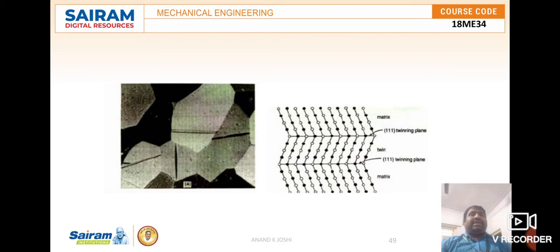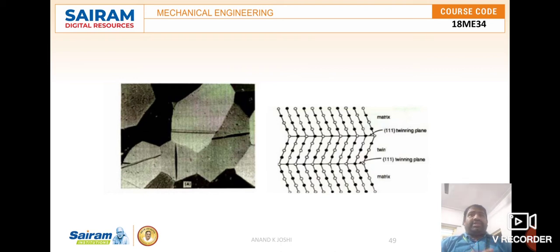So just briefly, we'll discuss what the differences are between slip and twinning. The stress required for slip is initially very less, whereas for twinning action the stress required is high. For the critical resolved shear stress, slip takes place when the shear stress on the slip plane and direction reaches a threshold value called the critical resolved shear stress, whereas critical resolved shear stress does not play a role in twinning actions.